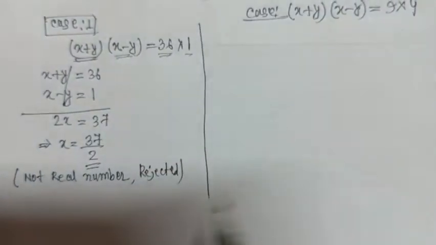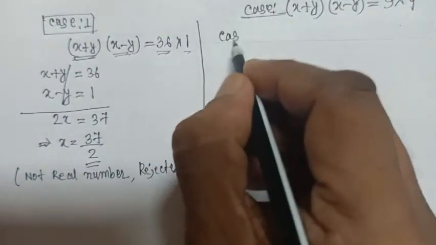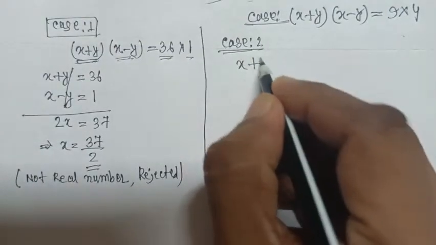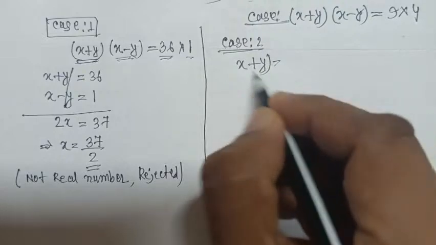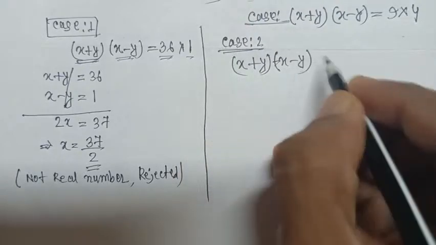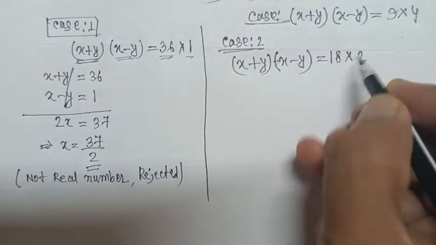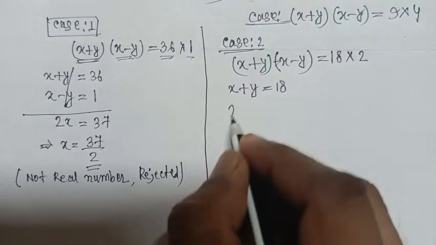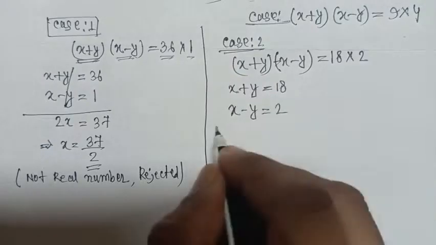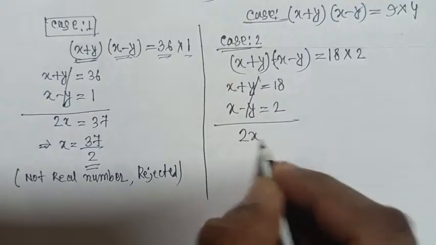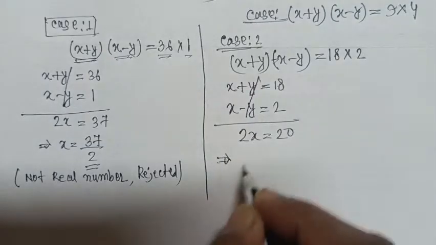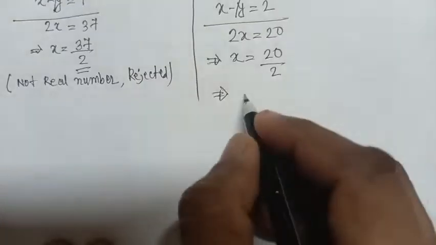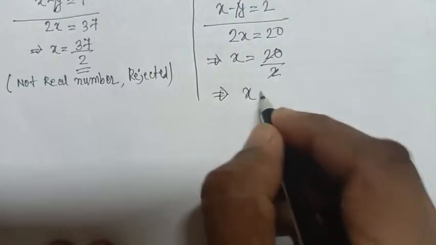Same for case 2, where we got x plus y equals 18 and x minus y is equal to 2. So if we add these, y will cancel out, we get 2x is equal to 20, then x is equal to 10.